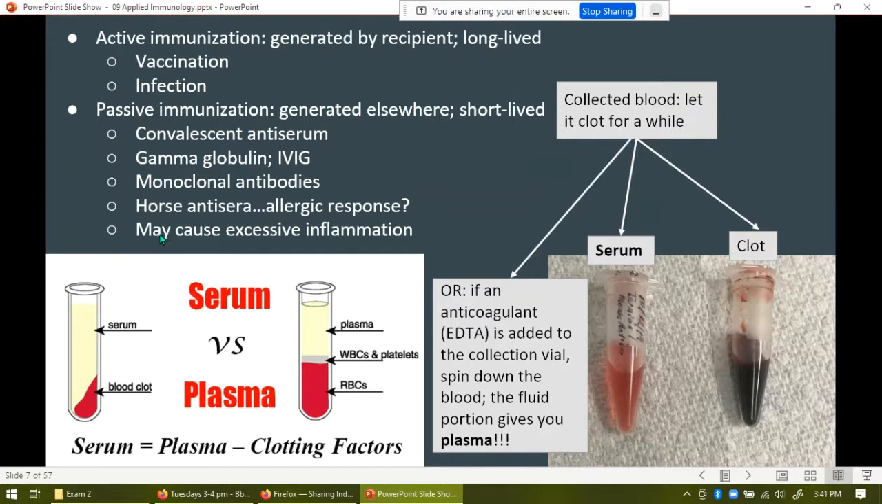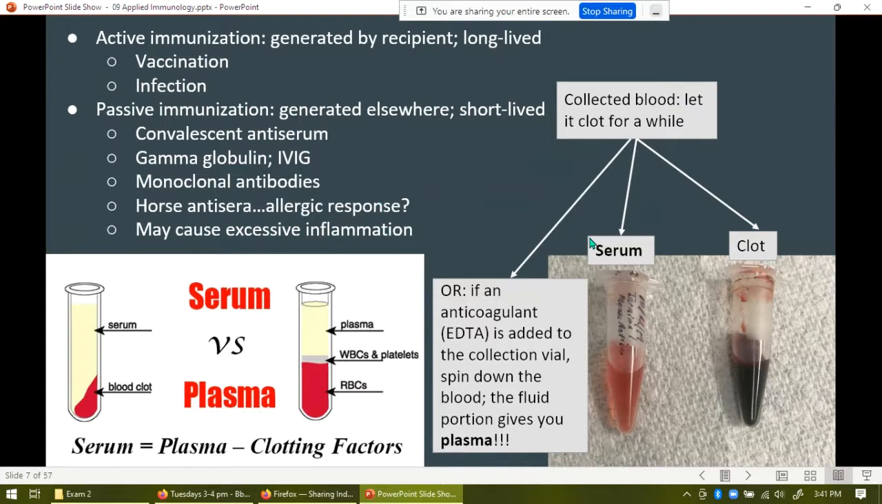And the downside of passive immunization is that it doesn't always work because sometimes it can cause excessive inflammation and it can do more harm than good in some cases. But in other cases, it definitely has been shown to be a safe and effective thing for treatment of certain diseases. We have to test it first, but a lot of times it is pretty safe.